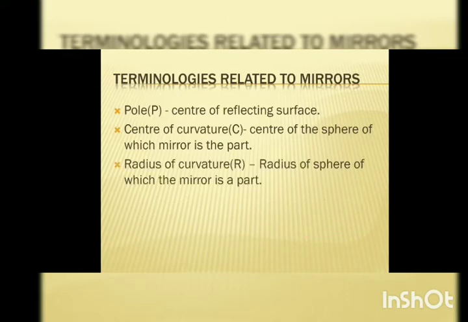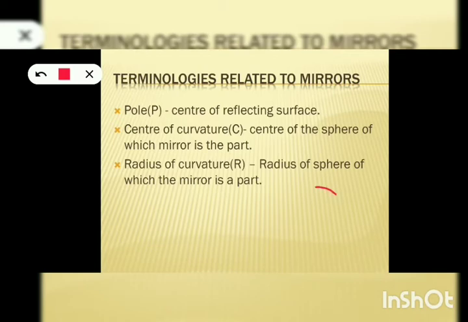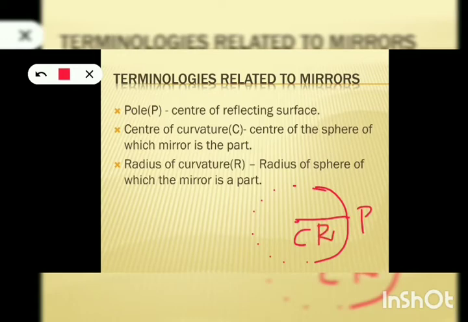Next is radius of curvature. Radius of curvature is the radius of the sphere of which the mirror is a part. Here we have a concave mirror and this is the pole of the mirror, and if we complete this arc we will get a sphere, and C is the center of that sphere, that is the center of curvature. This distance is the radius of that sphere. So this is our radius of curvature R.